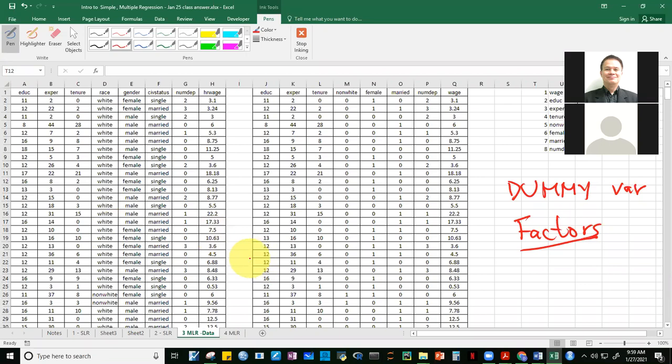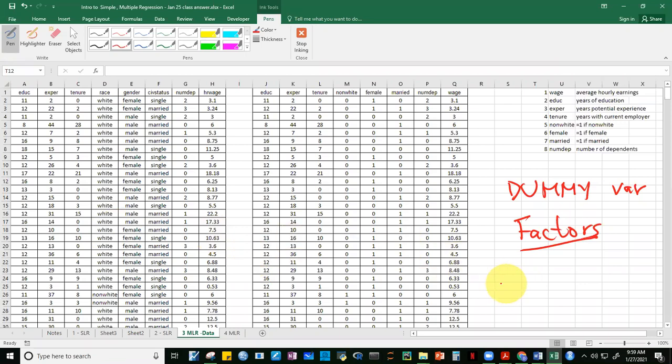Kunyari, pwedeng location. Kung saan ba siya nakatira. Kunyari, sa Metro Manila, Makati ba, Pasay, etc. That can be a factor. A year level, that can be a factor. Gender, female, male, that can be a factor. Okay? So there are many variables that are qualitative that can be classified as factors. Pero maraming hindi rin. Kunyari, address, yung complete address mo.